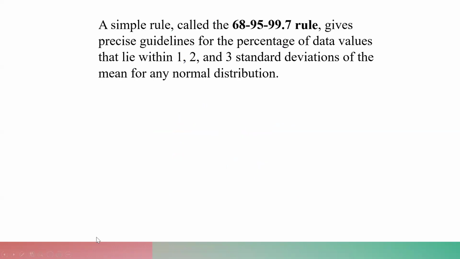It's a simple rule, and it's also called the 68, 95, 99.7 rule. It gives precise guidelines for the percentage of data values that lie within 1, 2, and 3 standard deviations of the mean for any normal distribution. So it has to be a normal distribution for this to work. The great thing about it is we can say a lot about data very quickly if we know it's normally distributed and we know what the standard deviations are.